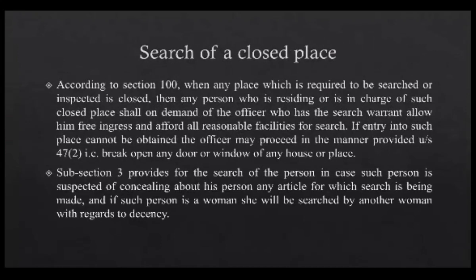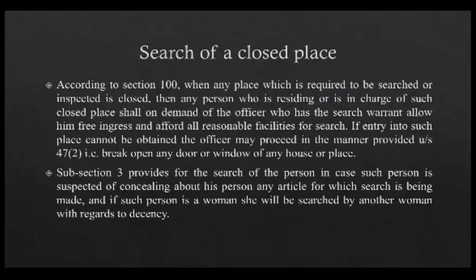Search of a closed place. Under Section 100, when any place which is required to be searched or inspected is closed, then any person who is residing or is in charge of such closed place shall, on demand of the officer who has the search warrant, allow him free ingress and afford all reasonable facility for search. If entry into such place cannot be obtained, the officer may proceed in the manner provided under Section 47 Clause 2, that is, break open any door or window of any house or place.